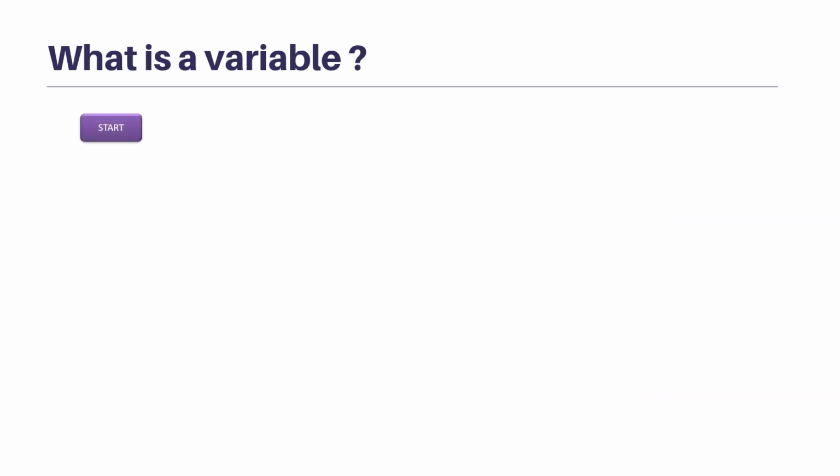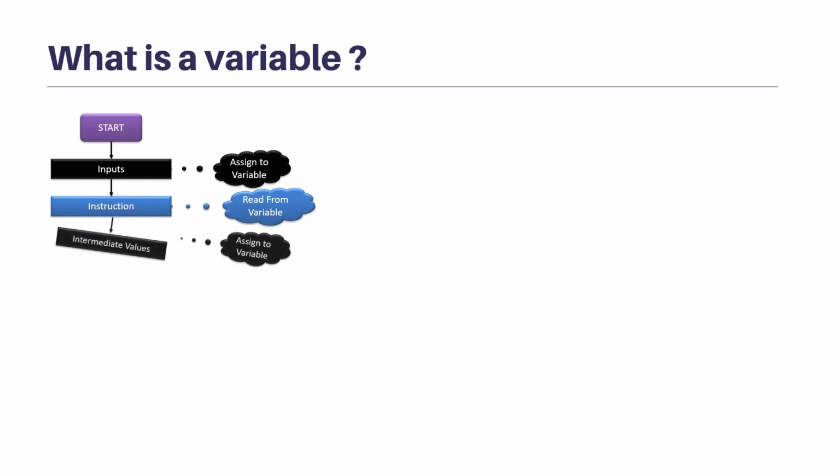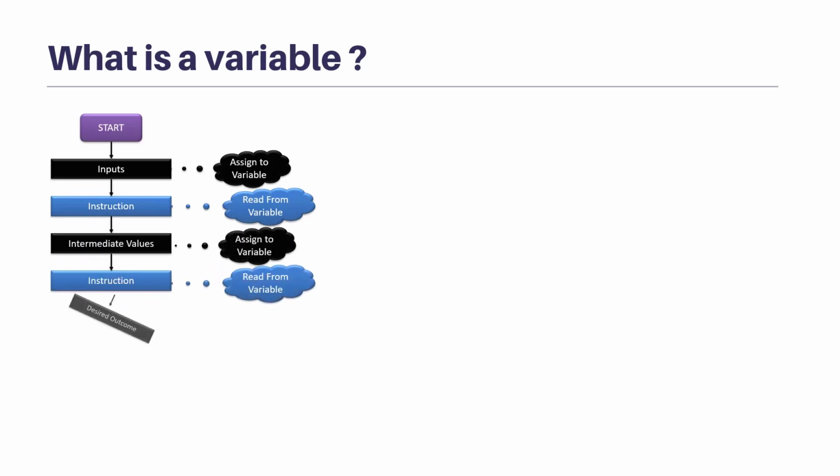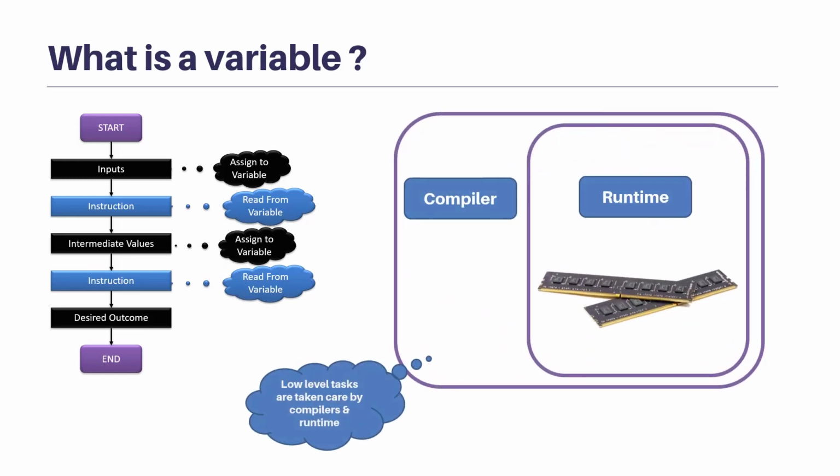A variable allows you to access the data stored in the memory. The program then doesn't need to worry about memory allocations and addresses. Compilers and runtime will take care of handling all those low-level tasks. Our code can just declare the variables with an appropriate name and then use those variables wherever required. Note that variables must be declared before using them.